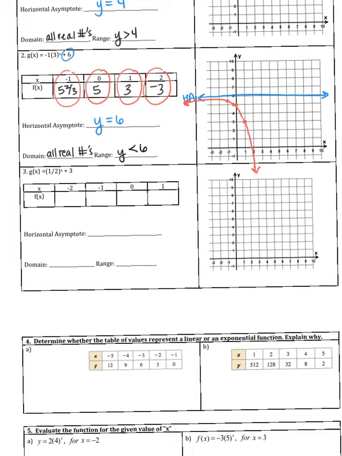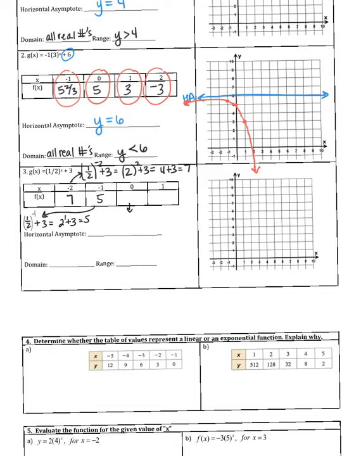Let's plug in for the -2. So I've got 1/2 to the -2nd power plus 3. Remember, that's the same as 2 to the 2nd power plus 3, which is 4 plus 3. We get 7. For an input of -1, we've got 1/2 to the -1st power plus 3, which is the same as 2 to the 1st power plus 3, which gives us 5.